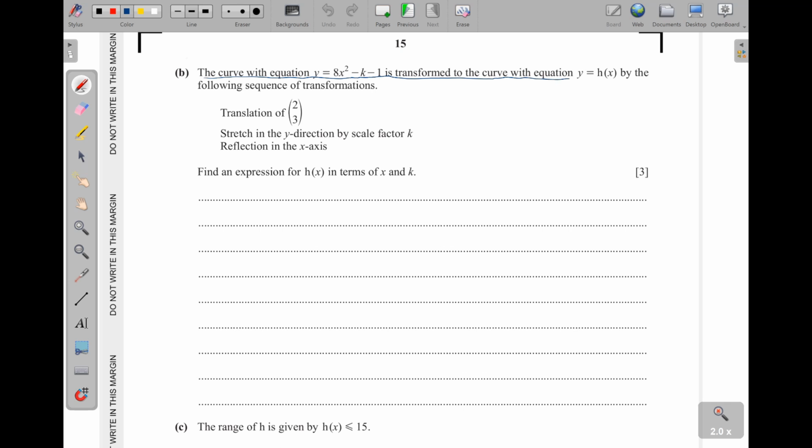Part B. The curve with equation y equals 8x squared minus k minus 1 is transformed to the curve with the equation y equals h of x by the following sequence of transformations: translation of (2, 3), stretch in the y direction by the scale factor k, and then reflection in the x-axis. Find the expression for h of x in terms of x and k.